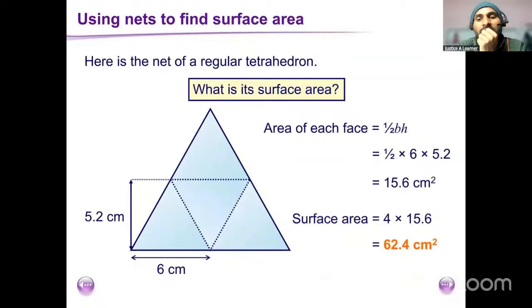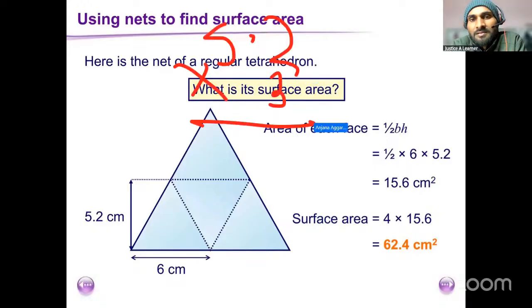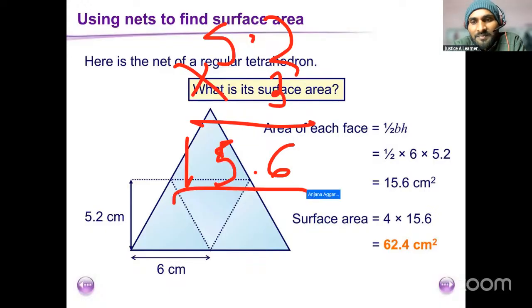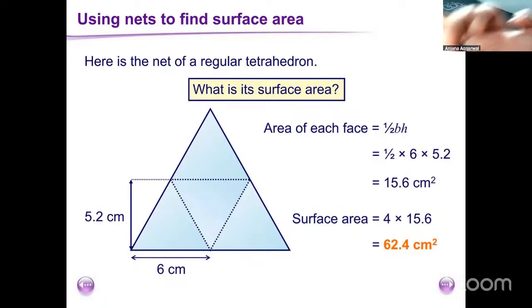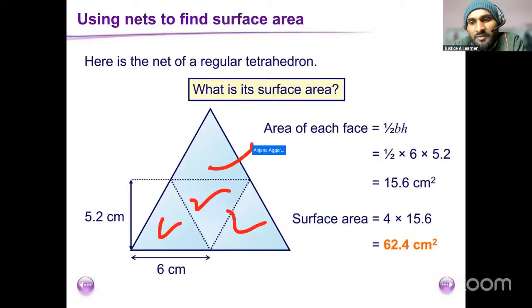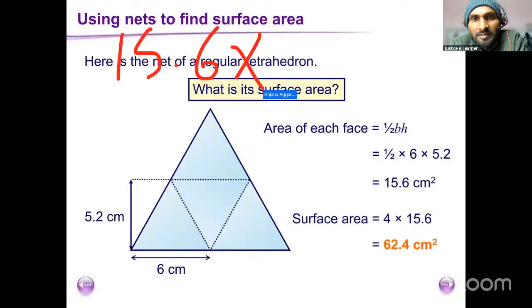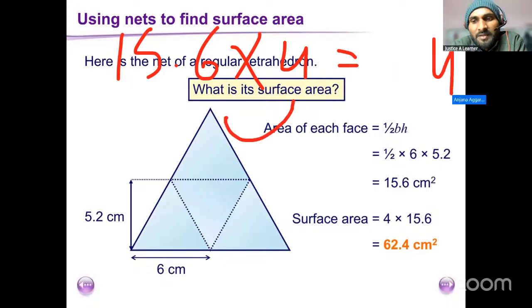So here we understood that the 1 upon 2 is right, because that is the formula. Half into base into height is the formula being applied here. Now we'll just do multiplication. That is very easy. Just divide 6 by 2. That would be 3, right? And then 5 threes are 15 and 2 threes are 6, so 15.6. And then we'll multiply by 4. 15 fours are 60 and 6 fours are 24. So 60 plus the 2 added here, 62.4.